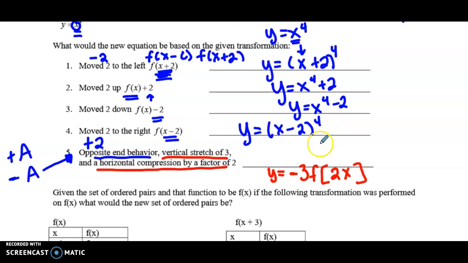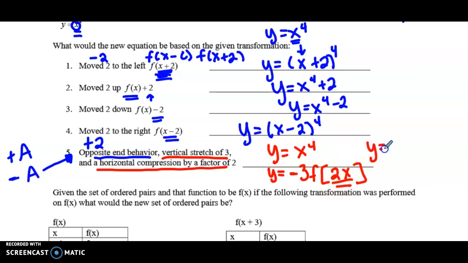Okay, so your original function is y equals x to the fourth. That x to the fourth is our f of x. So we're taking -3 times the function, and everywhere we see an x, we're going to replace it with 2x. So we're taking -3 times f, and everywhere I see an x, I'm going to replace it with 2x.